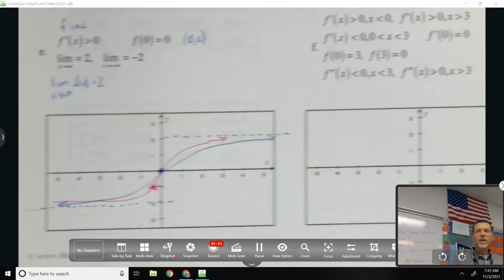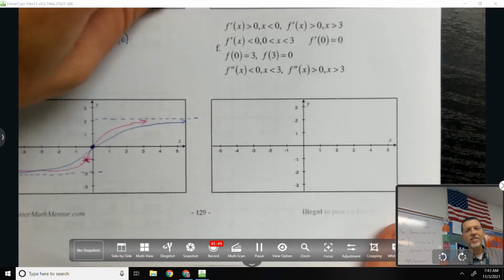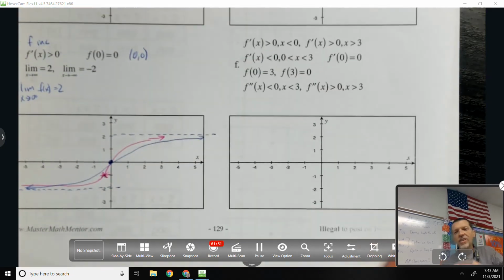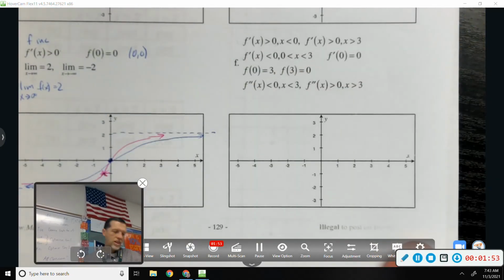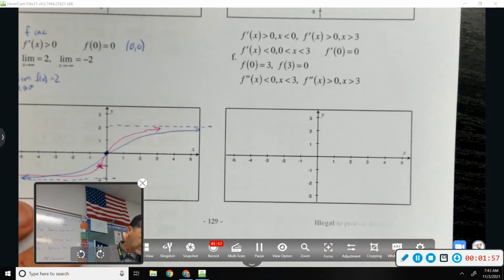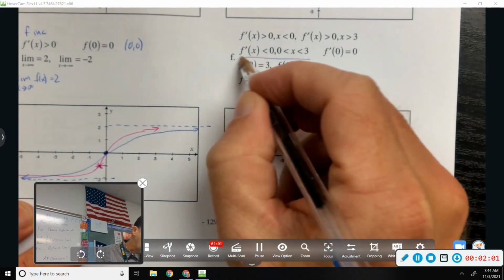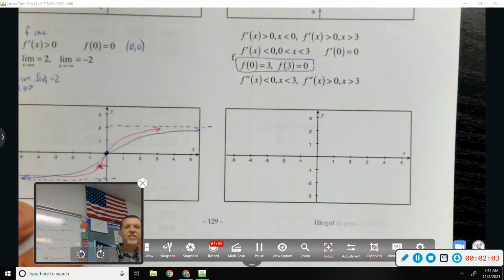All right, part F. Okay, there's a lot of information in graph F. It's not really that hard, there's just a lot of stuff going on. Let's see. I'm sort of scanning for the easy stuff first.